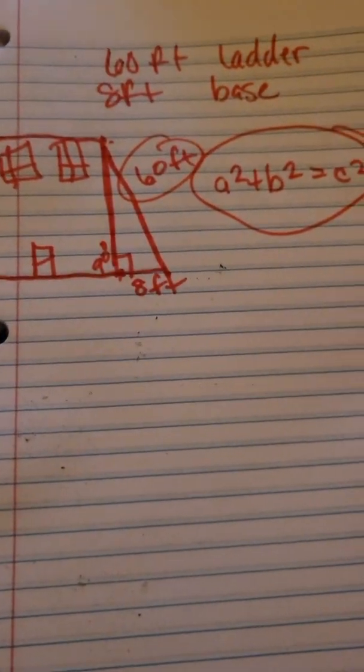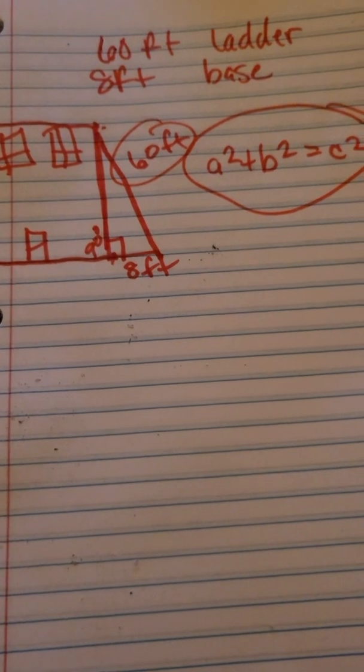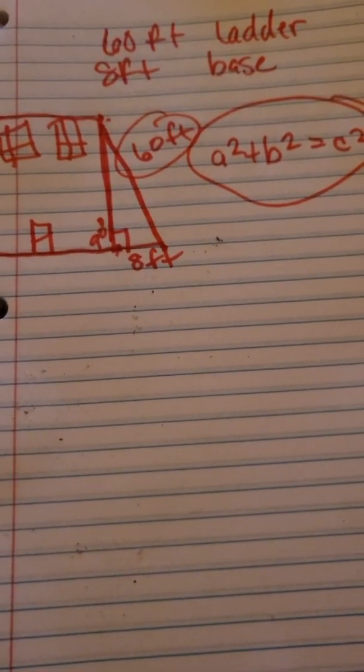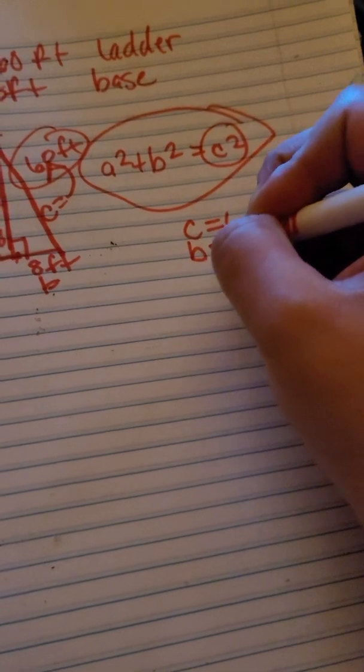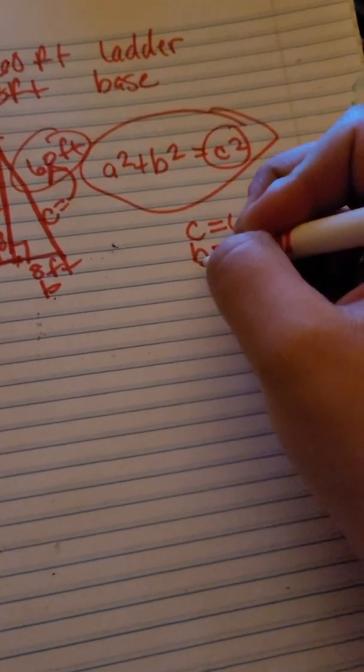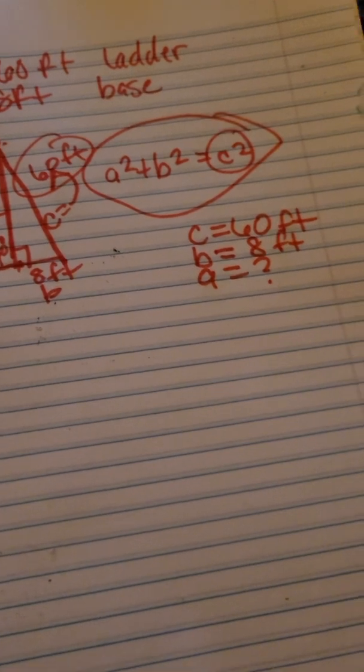Okay, so what we know is this right here is the hypotenuse. The longest line of a right triangle is going to be your hypotenuse no matter what. And this is just another line, and this is just another line. So the hypotenuse is always C. So C equals 60 feet. Let's call this A, and let's call this B. So what we know for sure is C is 60 feet, B is 8 feet, and we need to figure out what A is, right?